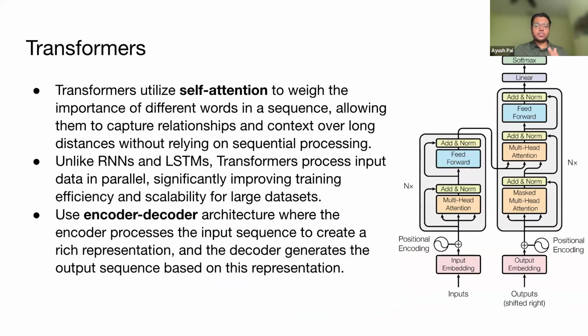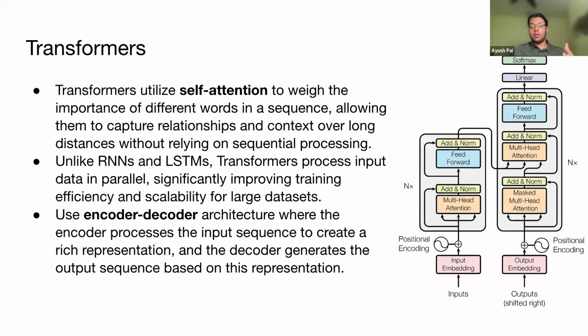And finally, transformers are the architecture, again, behind large language models. It is kind of the successor to LSTMs. The really key feature here is they use something called a self-attention mechanism that allows it to weigh the importance of different words in a sequence, allowing them to capture relationships and context over long distances without relying on sequential processing.